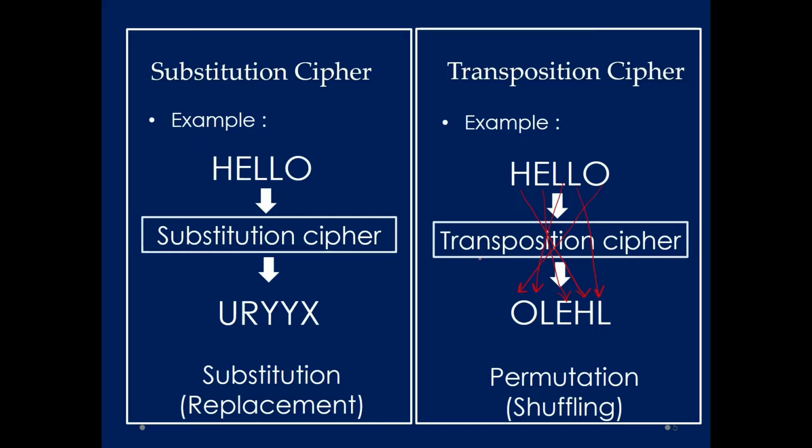So when you say substitution, it means you have to replace each letter with some other letter from the character set. Well, when you talk about transposition or permutation, you're basically speaking about shuffling the letters. The letters do not change. So H, E, L, L, O are still retained in transposition cipher, but the location of those letters has changed. While if you see the substitution cipher, the letters do not exist in the cipher text. They have been completely replaced by some other letters.